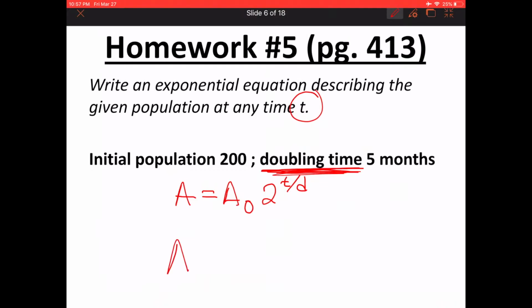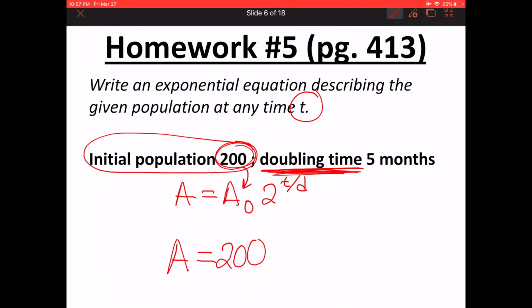So my equation is going to be A equals, the initial population is 200, so I'm going to put in 200 for A sub 0. Then I'm just going to put times 2. T, how much time has passed? I don't know. My directions specifically tell me at any time t, so I'm just going to leave t as is, and d represents the doubling time.